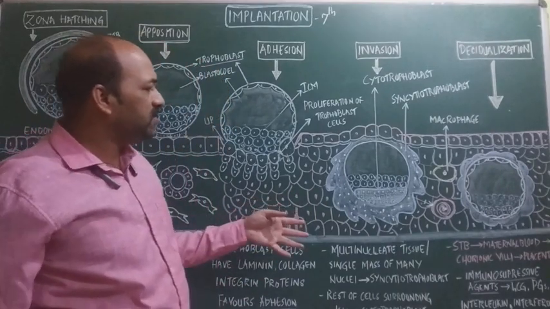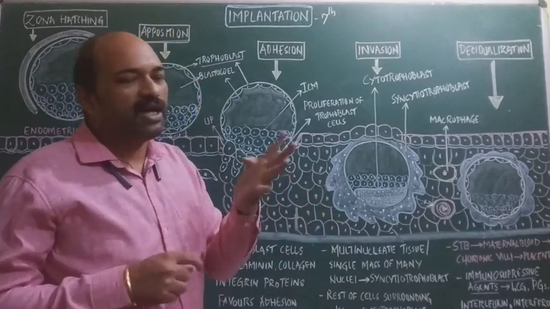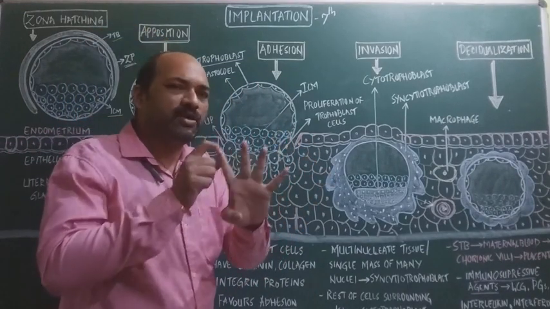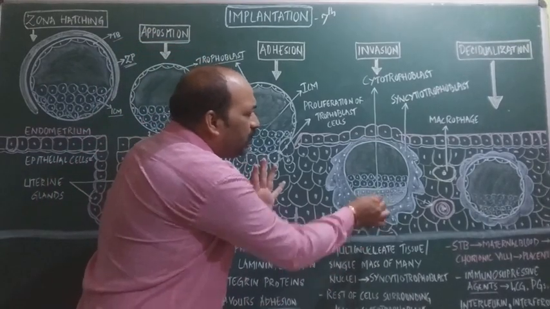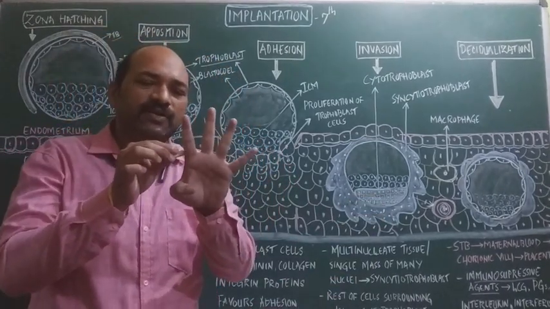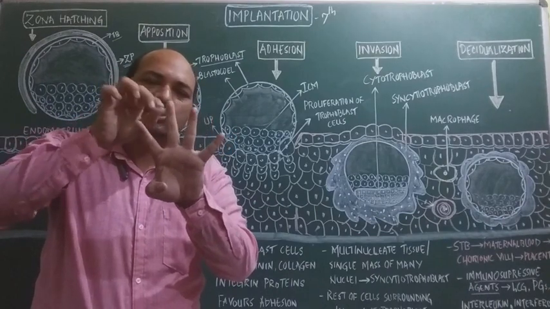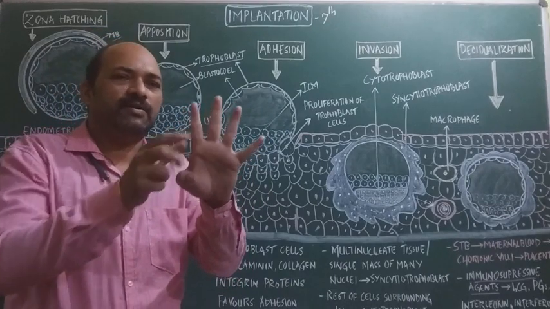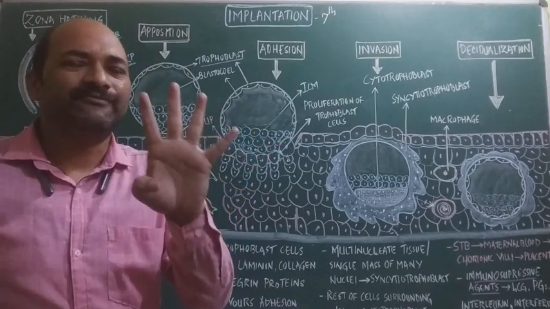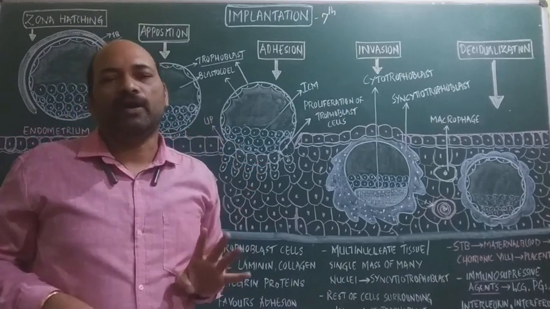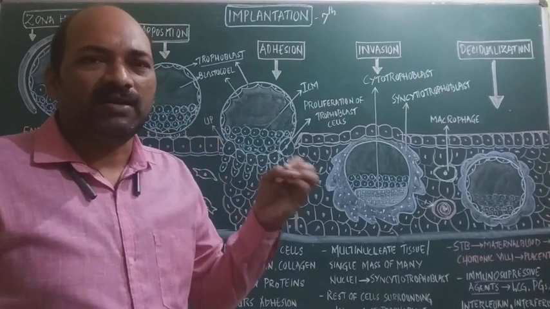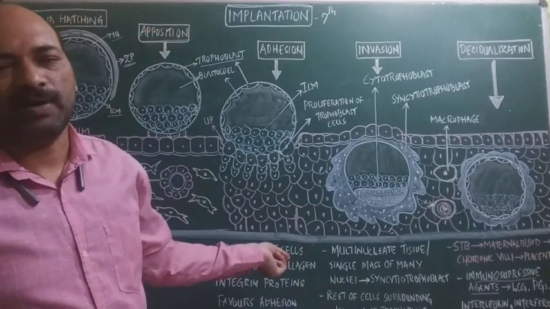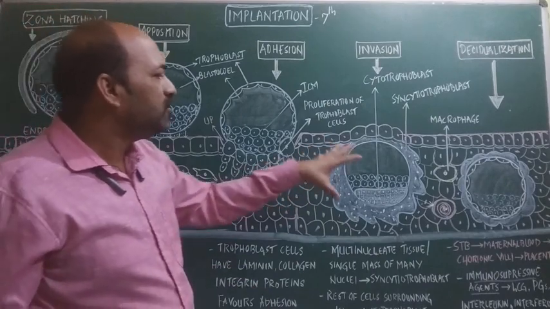Thereafter what happens is this syncytiotrophoblast now starts forming many finger-like projections. Once the finger-like projections are formed, the cytotrophoblast cells start further covering the syncytiotrophoblast, thereby forming very well the finger-like projections, which we call villi. These villi which are now formed are said to be the chorionic villi. These chorionic villi are seen in the uterine stroma, or you can call it the endometrial stroma.